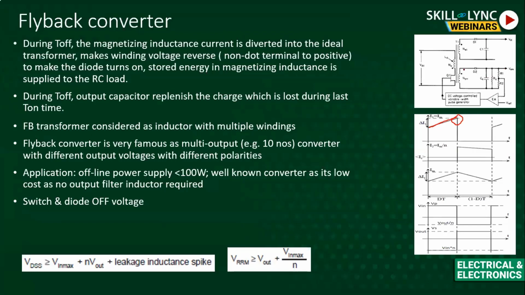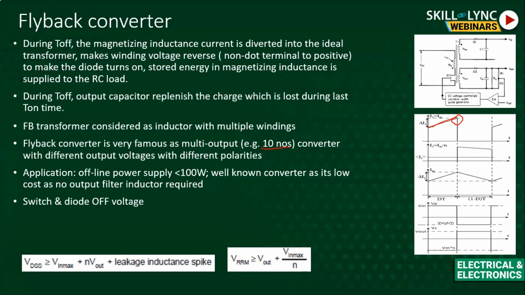So here is the topology with multiple windings, and there is a control block. I am not going to discuss much about this here. I have a separate slide on how to control this kind of converter. The popular application is less than 100 watt, and it can have up to 10 secondary windings. And switch selection is another important factor.